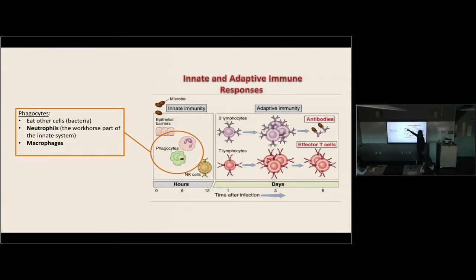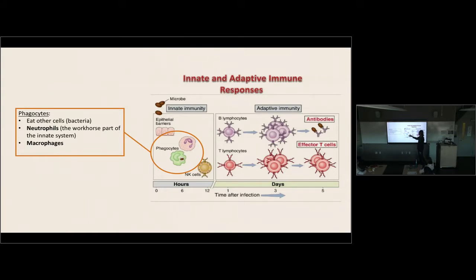And so first, you have a microbe that comes, and then you have your various physical barriers, like skin, et cetera, that will defend against that. And then if they make it past that, there are various cells called phagocytes or neutrophils or things like that that will essentially immediately identify those as foreign objects and try to take care of them.